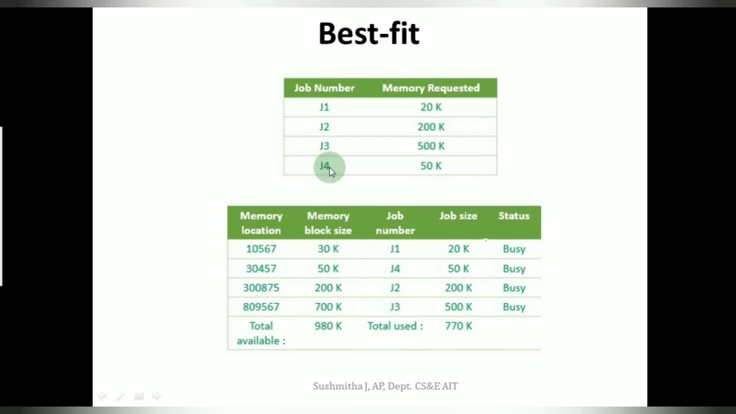And then job 4, we are left with just one block, that is the 50 KB block. So you can notice here that there are no free blocks available. There is also not much fragmentation in the case of best fit, because you are trying to look for the smallest block that can fit a process.